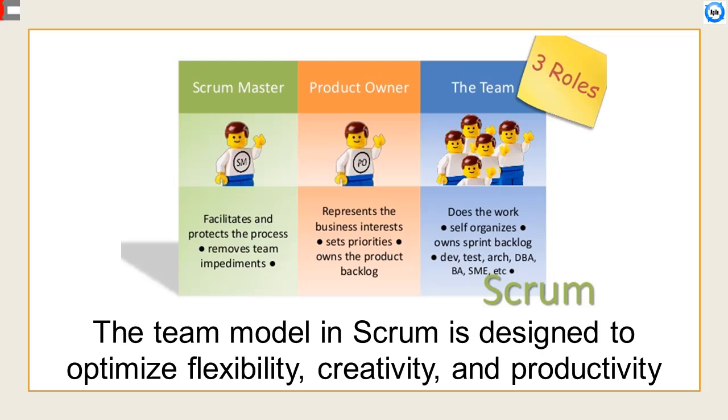The Scrum team consists of a product owner, the development team, and a Scrum master. Scrum teams are self-organizing and cross-functional. Self-organizing teams choose how best to accomplish their work rather than being directed by others outside the team. Cross-functional teams have all competencies needed to accomplish the work without depending on others not part of the team. The team model in Scrum is designed to optimize flexibility, creativity, and productivity.